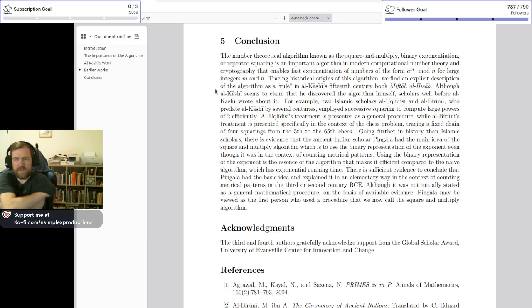There is sufficient evidence to conclude that Pingala had the basic idea and explained it in an elementary way in the context of counting metrical patterns in the 3rd or 2nd century BCE. Though it was not initially stated as a general mathematical procedure, on the basis of available evidence, Pingala may be viewed as the first person who used a procedure that we now call the square multiply algorithm.